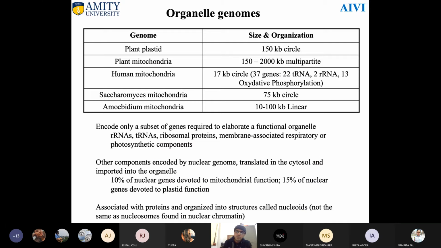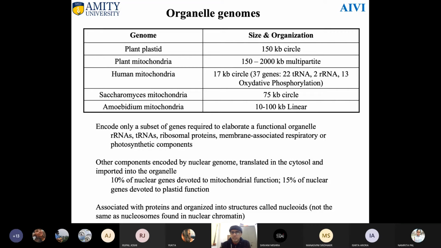So for organelle genomes, how is their genome size going to be? Their genome size very much depends upon the plant to plant, or animal to animal. The plant plastid genome is going to be 150 kilo base pair circle. Plant mitochondria is 150 to 2000 kilo base pair multipartite. Multipartite means more than one particle is going to be there in the mitochondria. The human one is going to be 17 kb, very small. Plant is going to be larger.